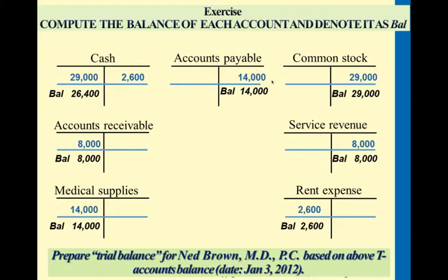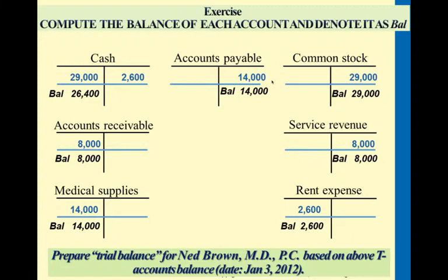Start from cash, accounts receivable, medical supplies, and all of these are under the debit side. Right, so you have 26,400, you'll have $8,000, I'm just omitting the accounts here, and you will have $14,000 here. Okay, now the next one would be which account? We will have accounts payable, $14,000. It would be under the credit side because liabilities' normal balance is the credit side.